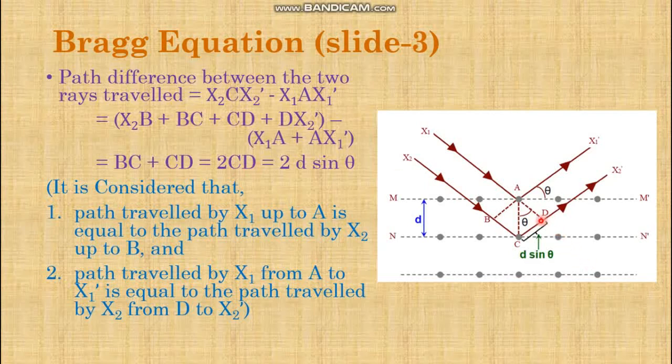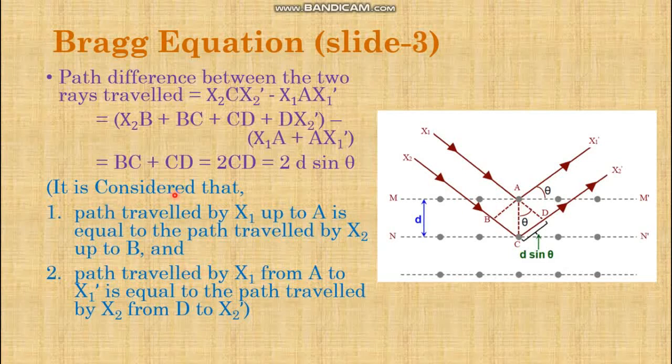Now, CD. This angle is theta, and this is the perpendicular, so this right angle ADC is the right angle. So what is the hypotenuse? The hypotenuse is AC. So CD is AC sine theta, because CD by AC equals sine theta. So CD equals AC sine theta. So if it is 2 CD, then it would be 2 AC sine theta. And what is AC? AC is nothing but d(hkl). For our simplification, it is written as d. So it is 2d sine theta. So the condition for constructive interference is obtained.